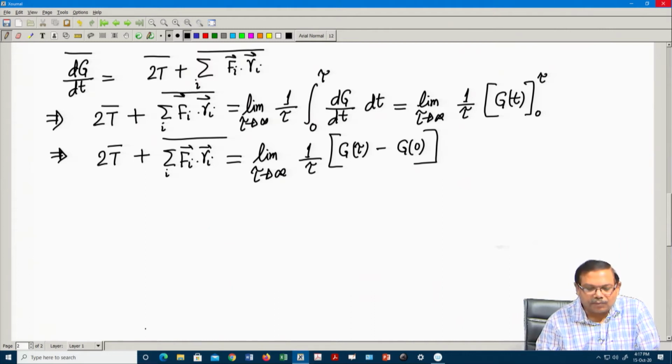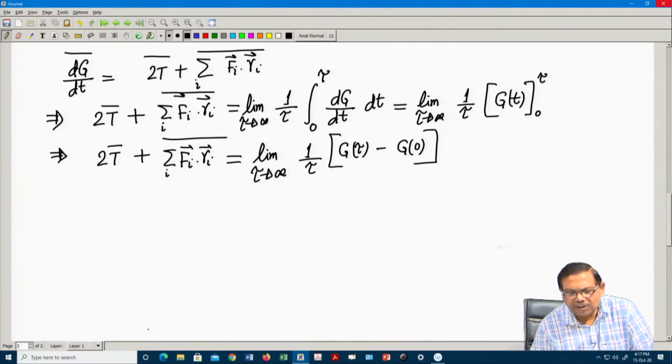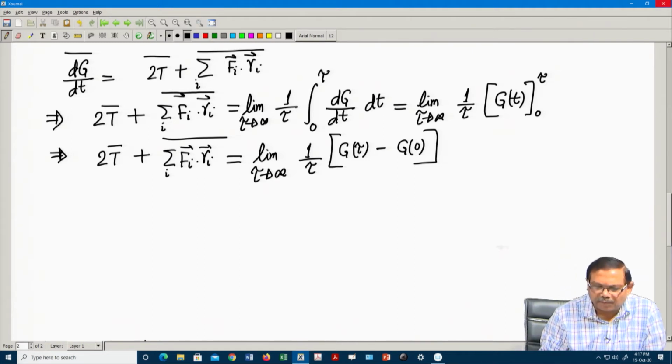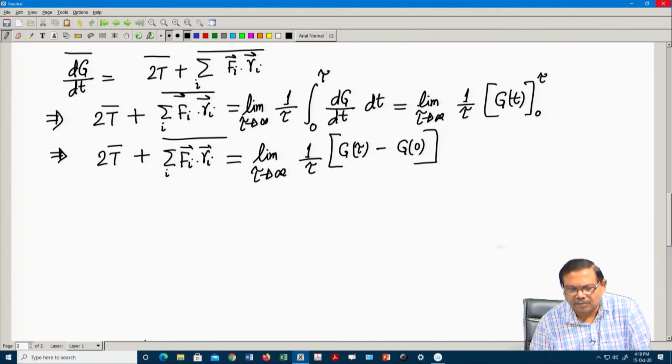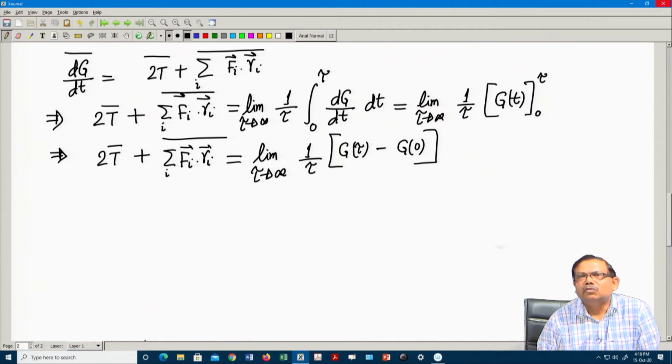Now, if the motion is bounded in state space, we are talking about a system of particles which is moving in state space, but it is bounded, meaning the coordinate or velocity of any of the particles that make up the system never goes to infinity. So, coordinates of each particle of the system remain finite and their velocity also remains finite.